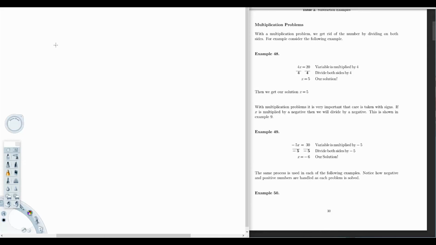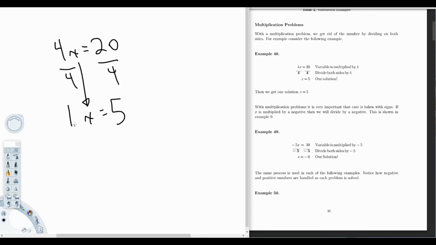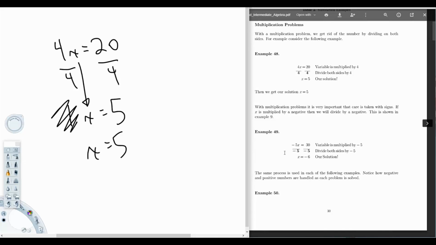So here we have 4x equals 20. And what they're saying here is divide both sides by 4 and you'll get your solution. So 4 divided by 4 equals 1. Bring down the x. 20 divided by 4 equals 5. Now the 1 here, anything multiplied by 1 is whatever you're multiplying it by, so you can erase that 1. So x equals 5. That's the answer. All right, let's do it again.